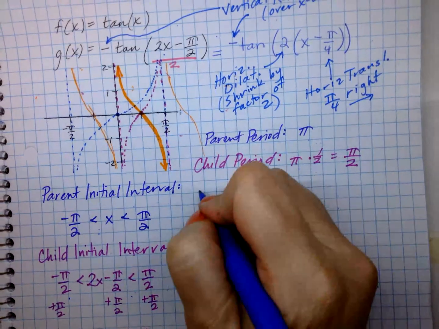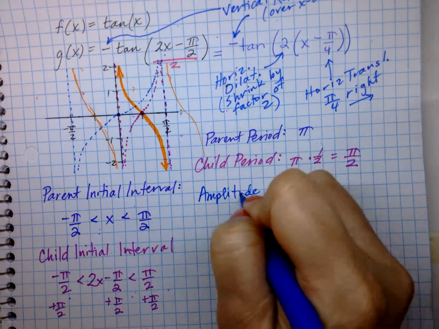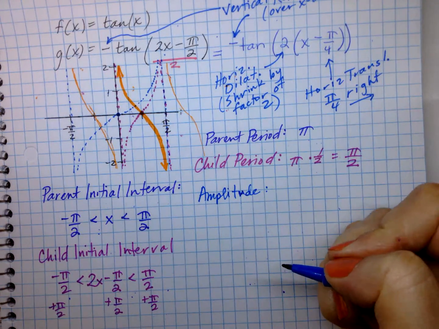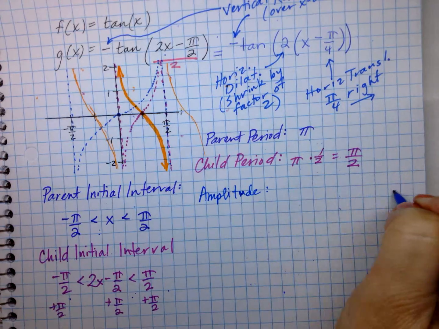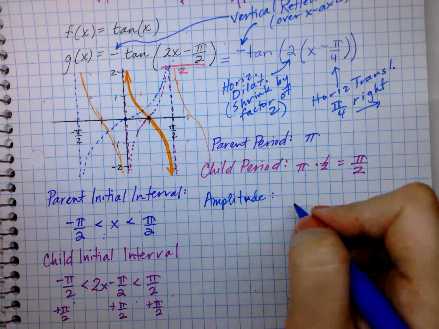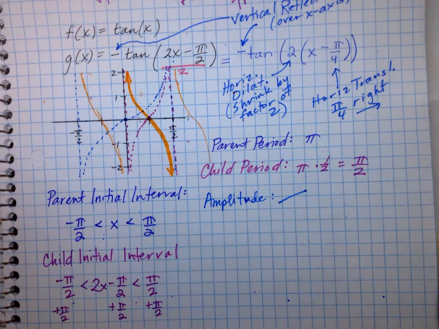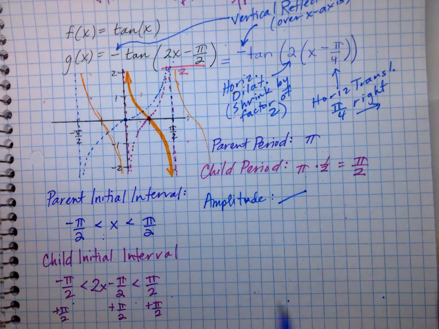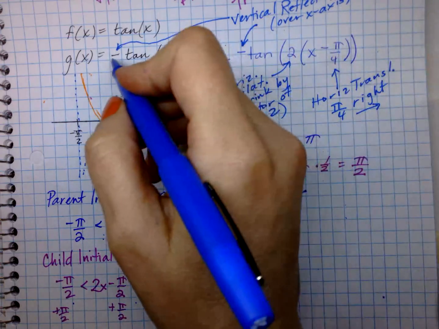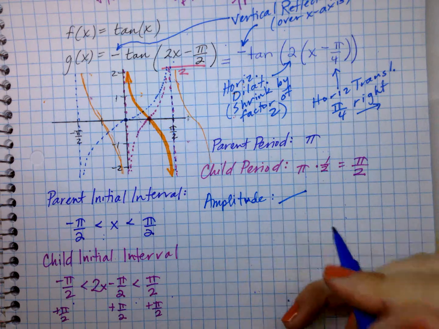What else can we say about this graph? We can say that the amplitude, oh wait, a trig function does not have amplitude. It's not like the sine or cosine where it moves along in its waveform. There is no max and min height on a tangent graph, so there is no amplitude. Okay, what else do we have? We have reflection. Oh, you want to talk about reflection? Yes, we already talked about it, that there was a reflection over the x-axis.